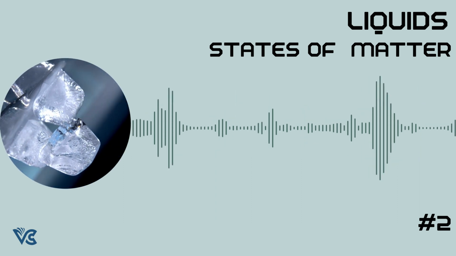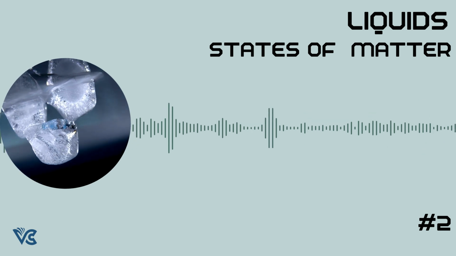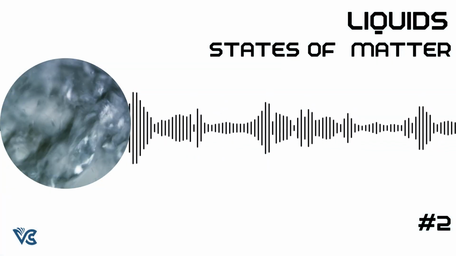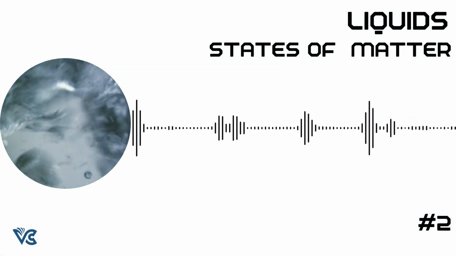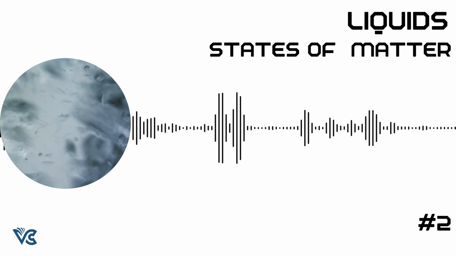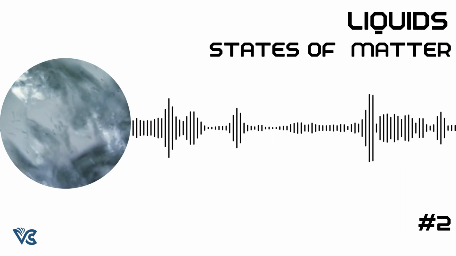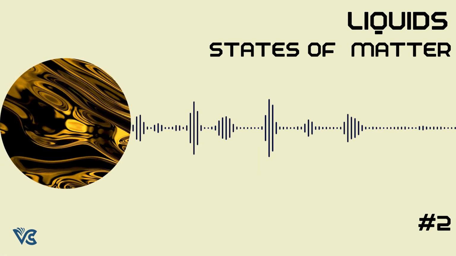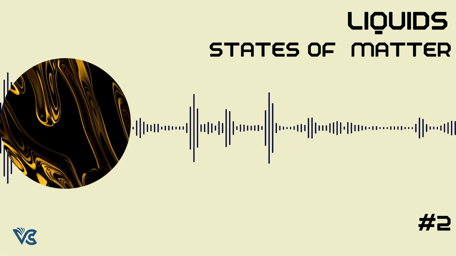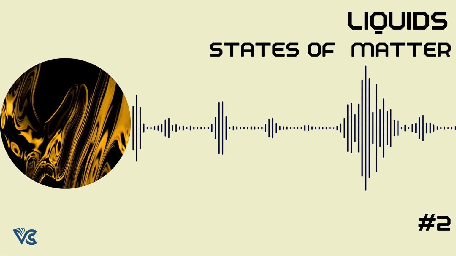Surface area. The surface area of a liquid can also affect its freezing rate. Liquids with a larger surface area will freeze faster than liquids with a smaller surface area. This is because the particles on the surface of a liquid have fewer bonds to break than the particles in the interior of the liquid.